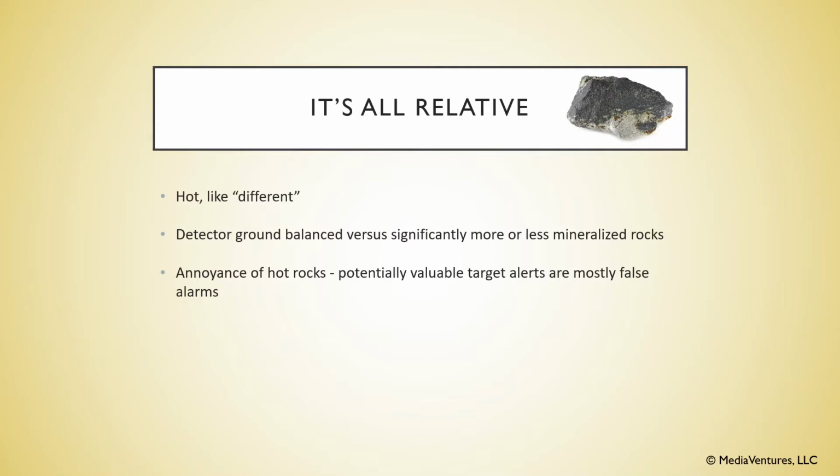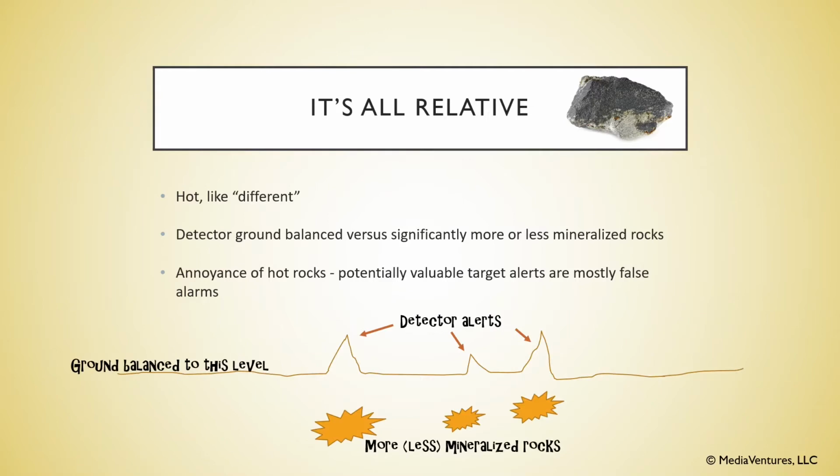The annoyance of hot rocks is potentially valuable target alerts. False alarms, that's what they could be. So if you look at this diagram here, on the left you've got your ground balance to this level, and this is just a notional level. You're walking along, your detector's ground balanced, all of a sudden you come across one or more mineralized rocks that are more or less mineralized than what you're ground balanced to, so your detector's going to pop off an alert. And that's really the basic simple view of what hot rocks are and why they're annoying.